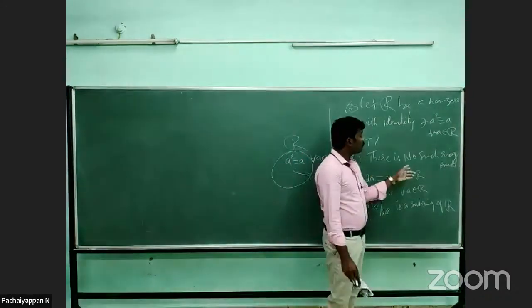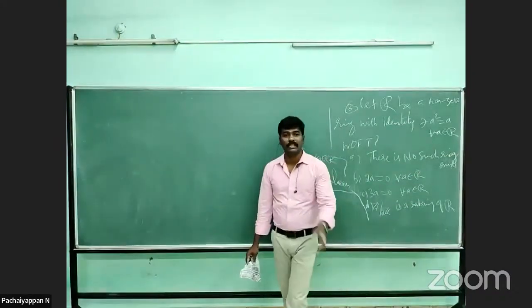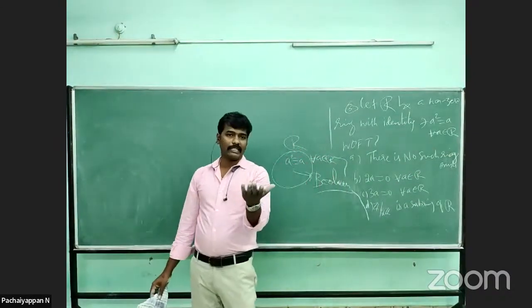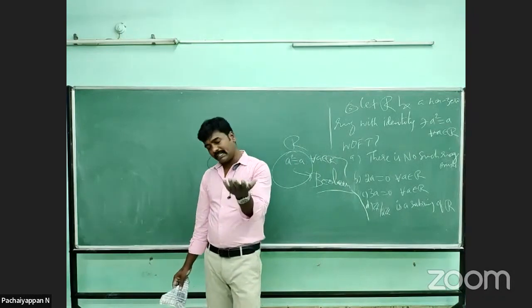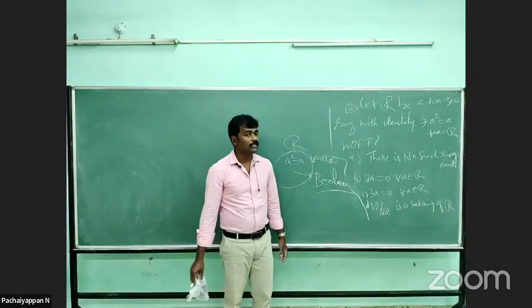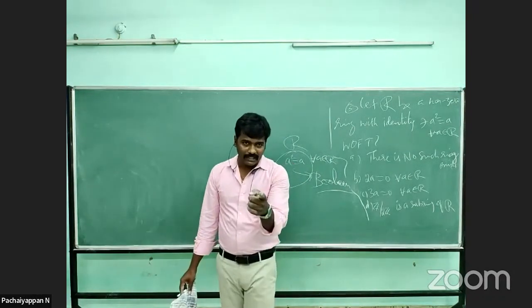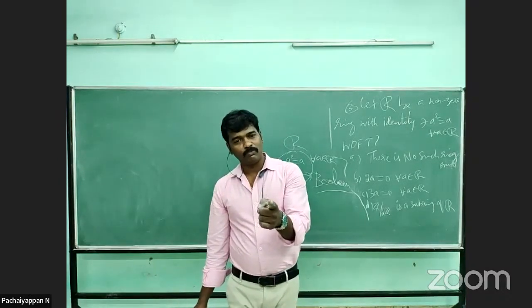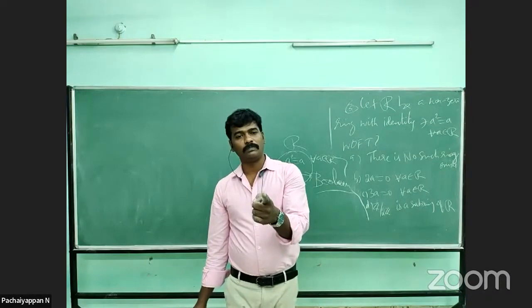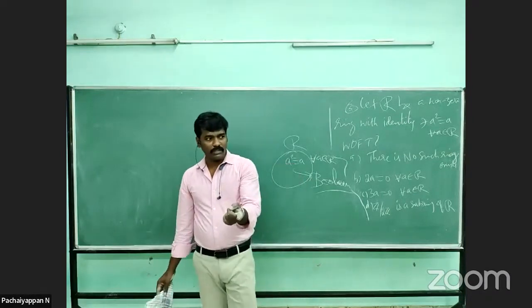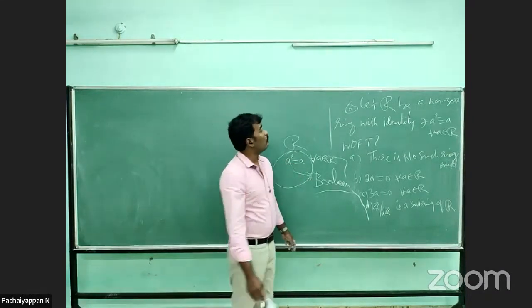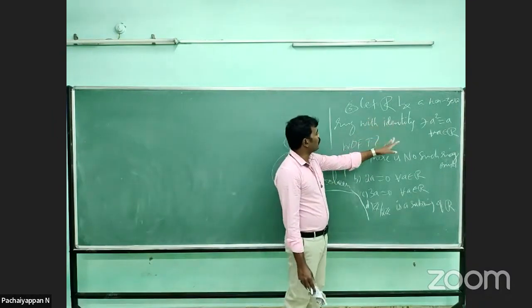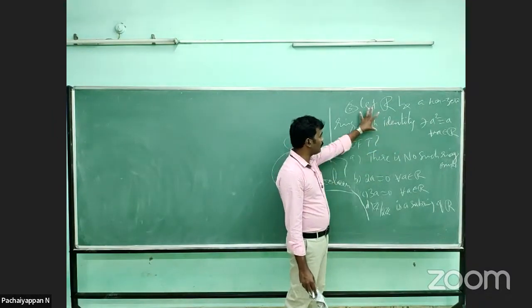There is no such ring existing. They said that the characteristic of a Boolean ring is 2. Very good. Exactly. Pretty clear. So, do you know the proof that the characteristic of a Boolean ring is 2? It is just a one line proof. If you don't know, try to do it.